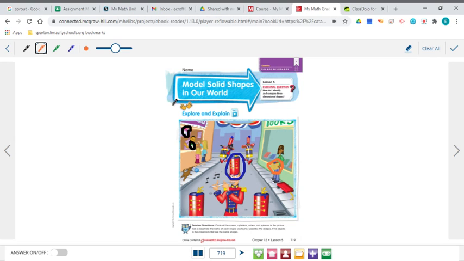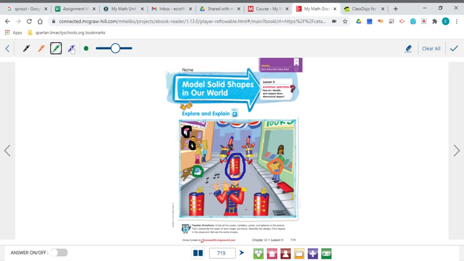And the last one, what do you see in this picture that is in the shape of a sphere? The shape of a sphere. Right, the dog's ball is in the shape of a sphere, right? There it is.